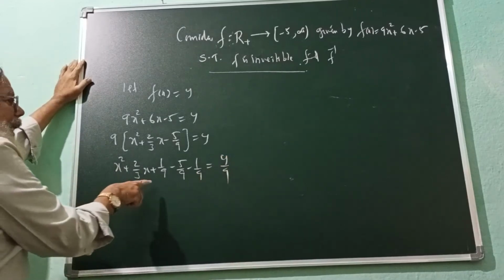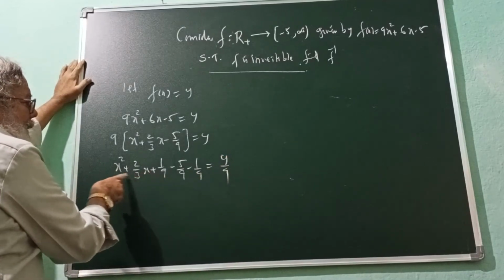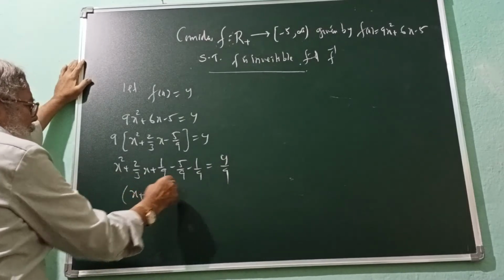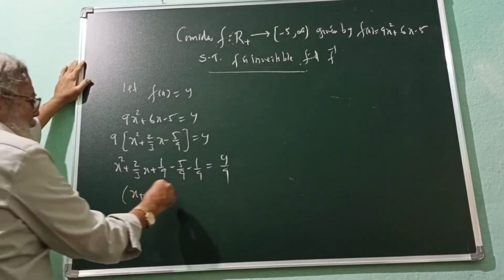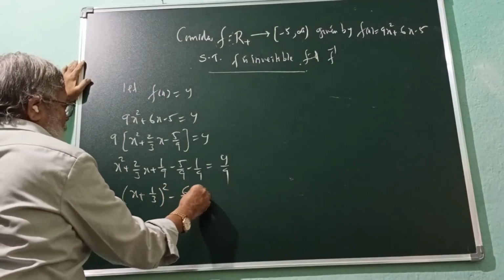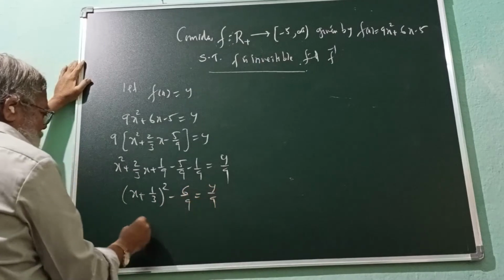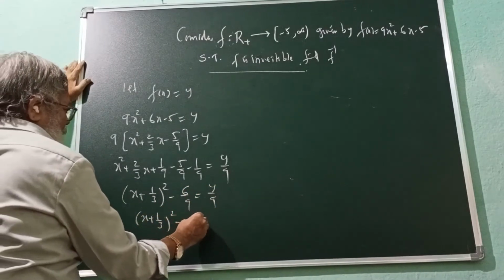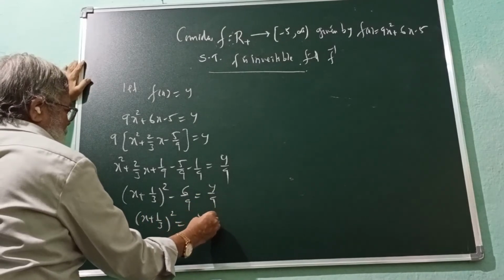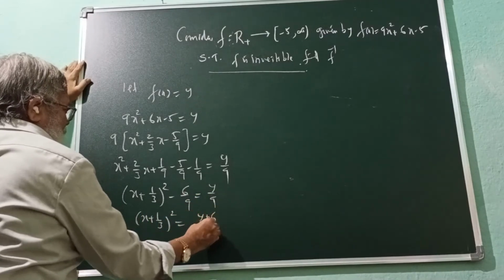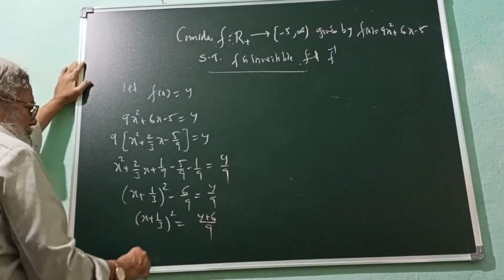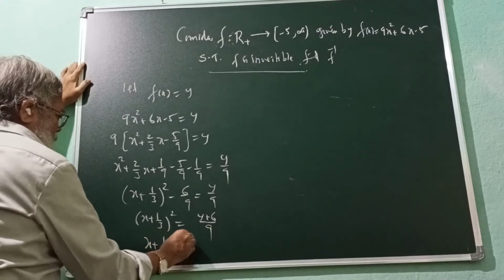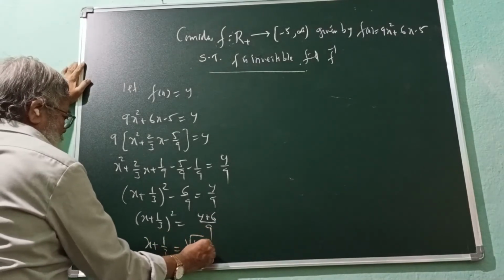By writing, the three quantities will always give a perfect square. Expand and see whether true or not. Minus 6 by 9 is equal to y by 9. Take that to the other side: (x plus 1 by 3) square is equal to y plus 9 plus 6 by 9. Taking the square root, we get x plus 1 by 3 is equal to under root y plus 6 by 9.